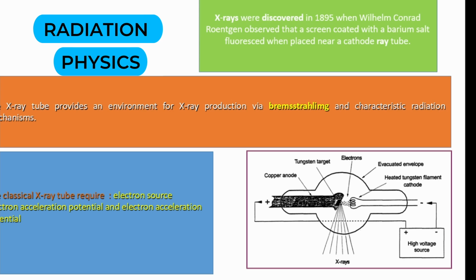So the classical X-ray tube, the X-ray tube is the one that we use in our departments to produce the X-rays. The X-ray tube requires an electron source where the electrons are going to come from, because it is these electrons which, when they are decelerated, produce our radiation. The tubes also require an electron acceleration potential.